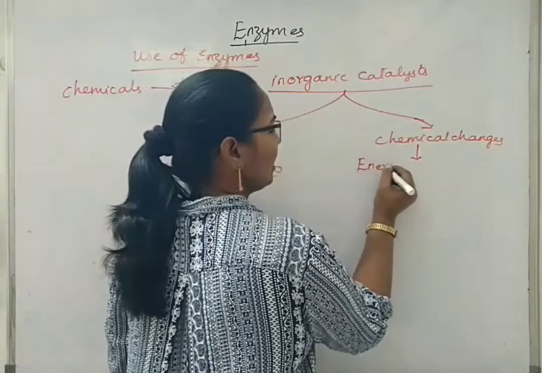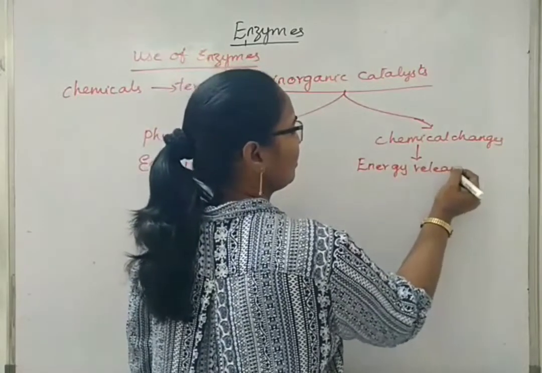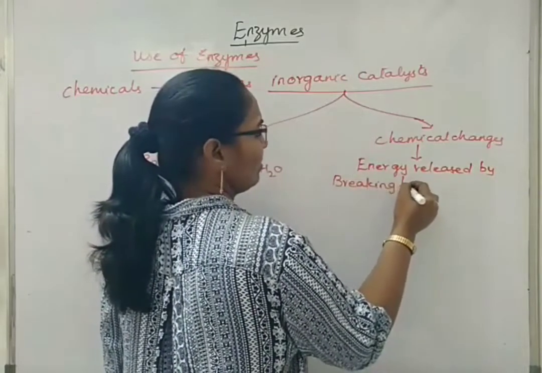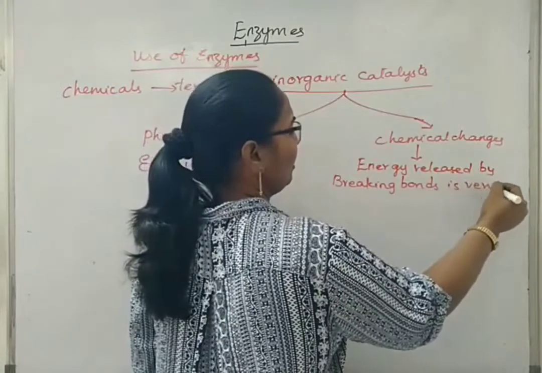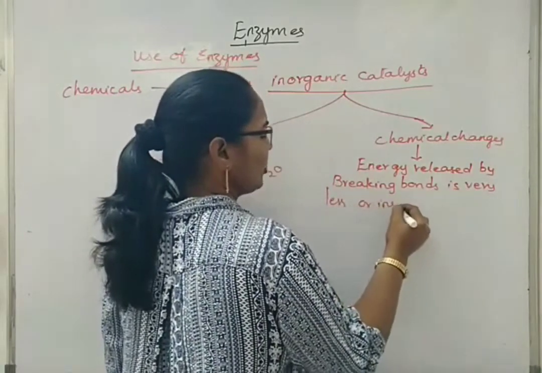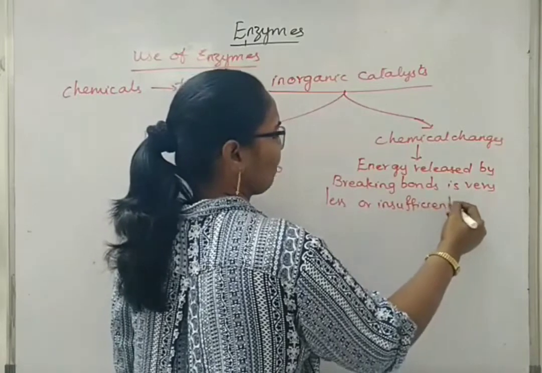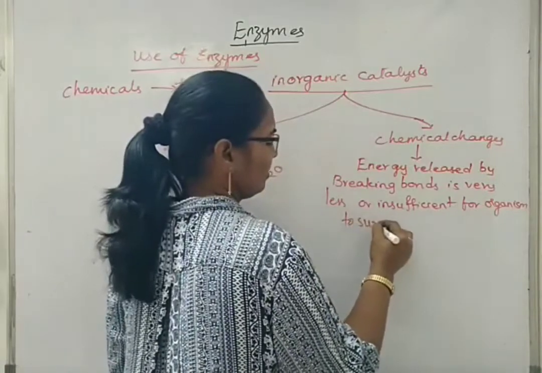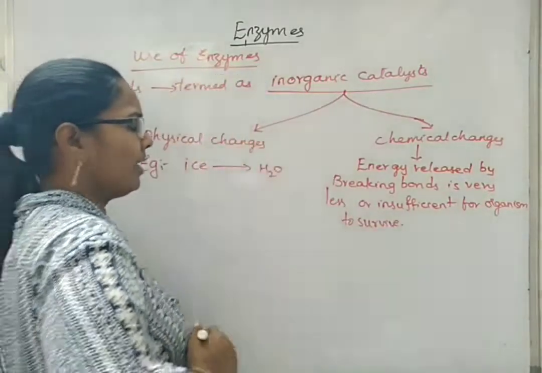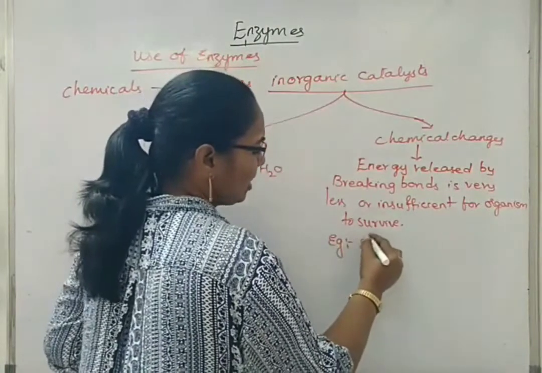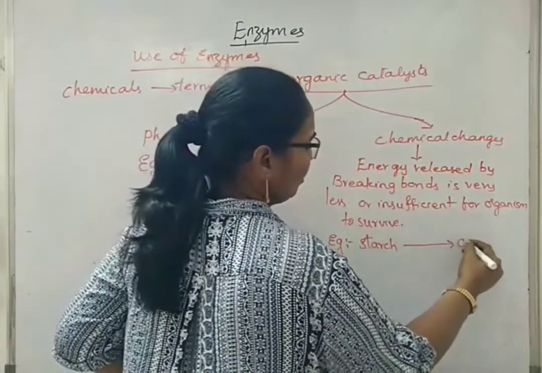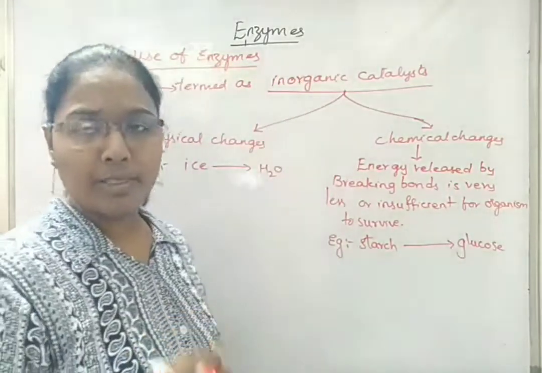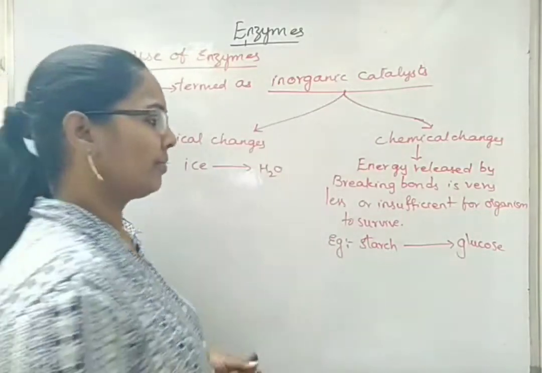Here, energy released by breaking the bonds is very less or insufficient for the organism to survive. Here we can take examples like starch converting into glucose. Here we can see one point, like glucose again still has to get broken down to release energy. It is a long process.